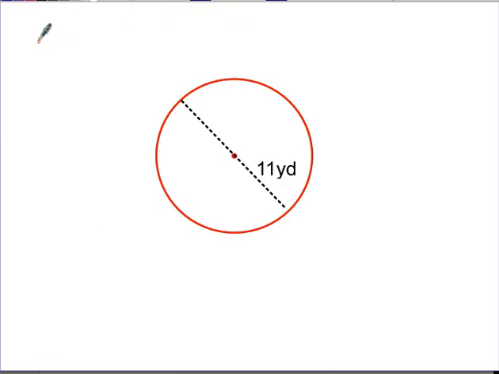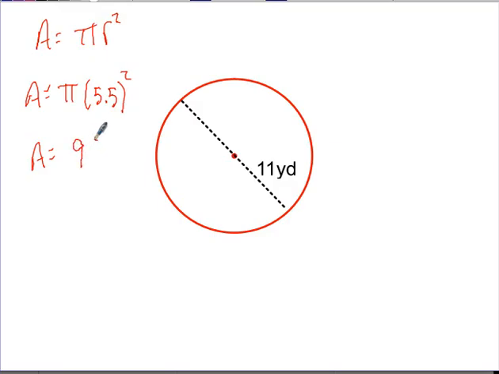Area of a circle. Area equals pi times radius squared. So if you're given the diameter, as you are here, you've got to remember to take half of that. So area equals pi times 5.5 squared, which is 95.0 yards squared.